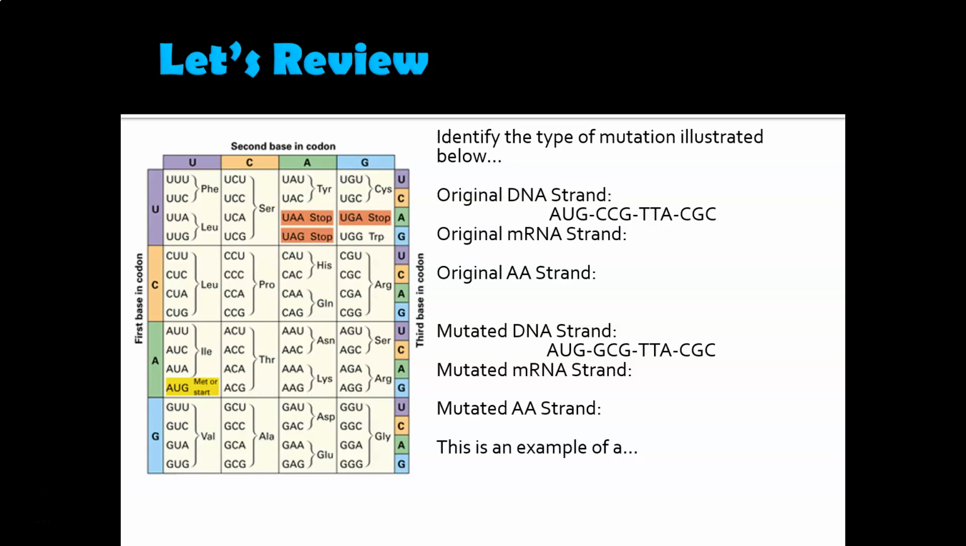We're going to finish up our discussion on mutations by just going through a few examples. So if you take a look, here we have this original DNA strand. We're going to work through transcription. What does that DNA translate into in terms of an mRNA transcript, and then how do we produce the original amino acid strand, and then the same thing with the mutation that has occurred.